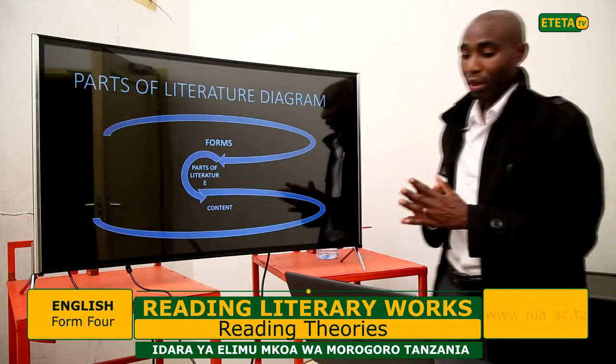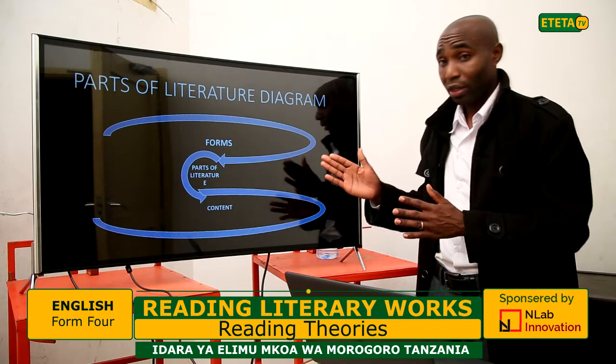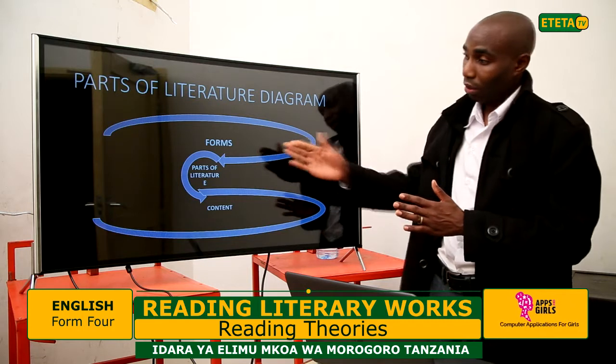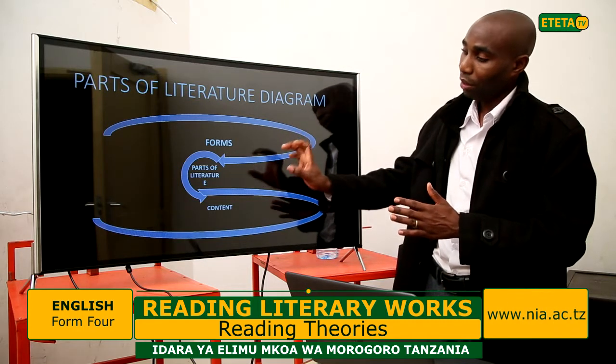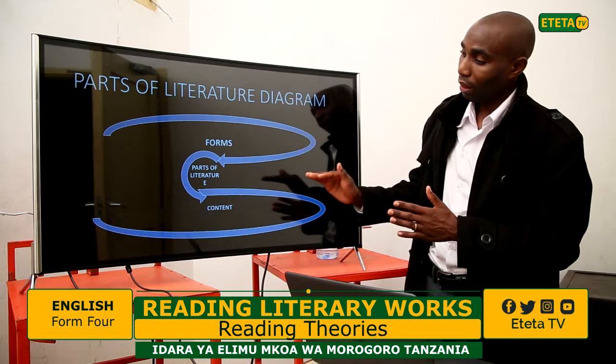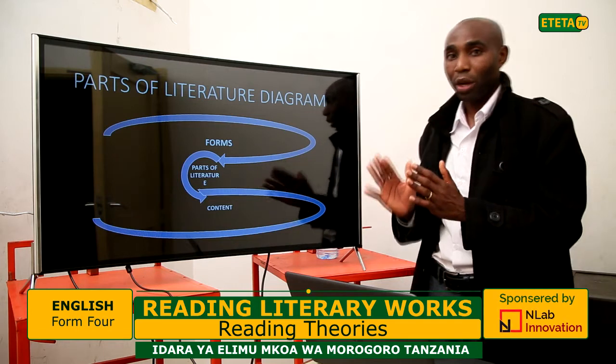Now, once you see on the screen, there is a part of literature. As you can see for yourself with your little eyes, my dear students, these are forms. Forms mean the parts of literature. There is the form and the content. So far, now let us describe each one by one.